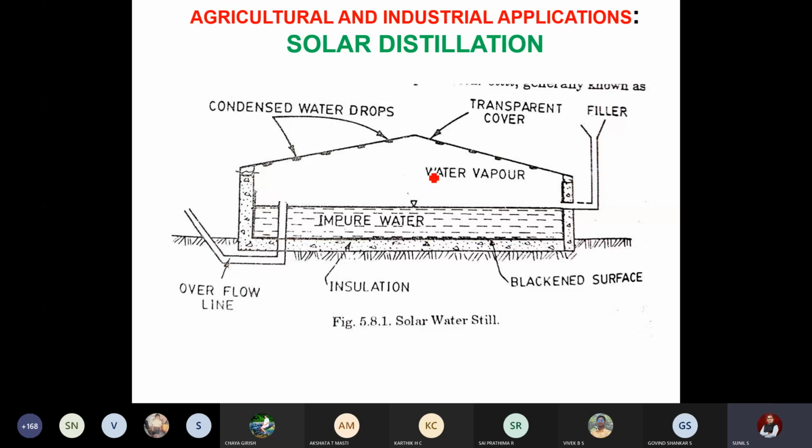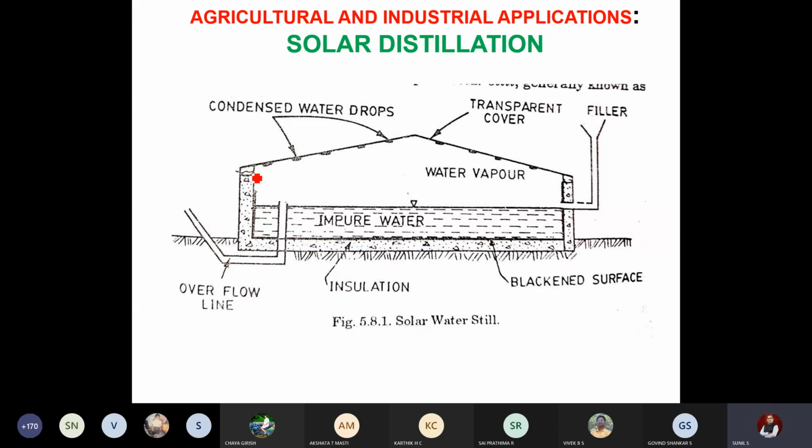Usually this distillation mechanism is used to convert salt water to potable water, that is, water you can drink. It's a very simple mechanism. Whenever you visit the mechanical department energy lab, we have made two to three models of this type. You can just visit it.